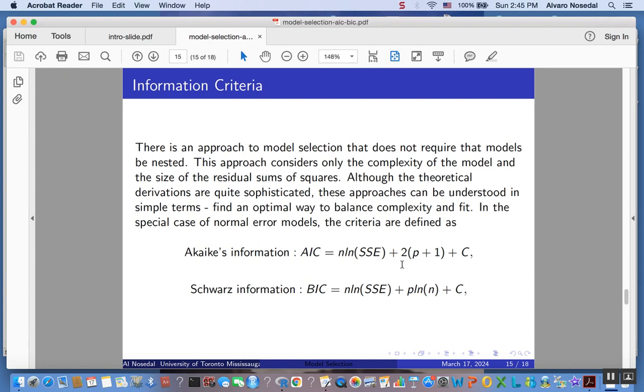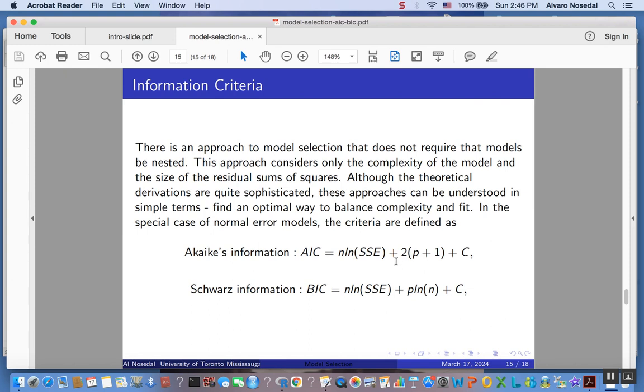But now these two criteria also take that into account. So you will be penalized for being closer to your data if you require more parameters. That's what P represents here. P stands for the number of parameters in your model. So it's going to be penalizing the number of parameters that you use to fit your data better if you have a more complicated model.